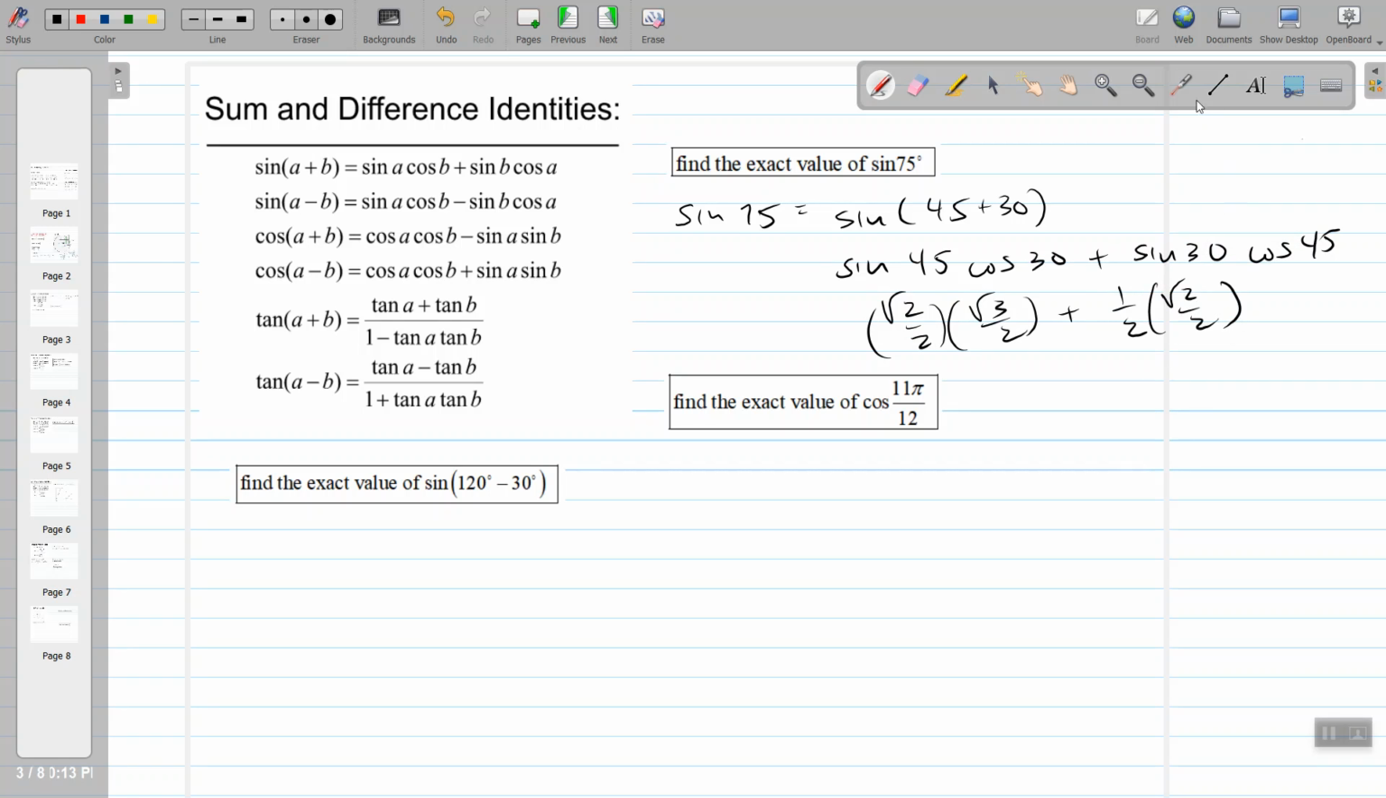Okay, so when we take these and simplify as best we can, rad 2 and rad 3 is going to give me rad 6. This is just going to be rad 2 on the top, all over 2. So this is your exact answer for this one over here.